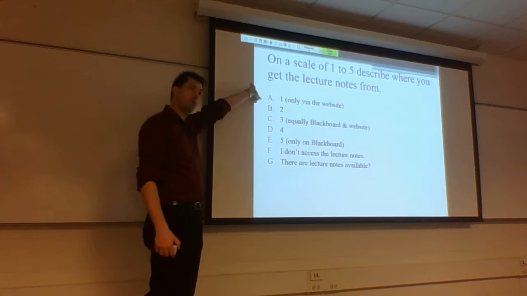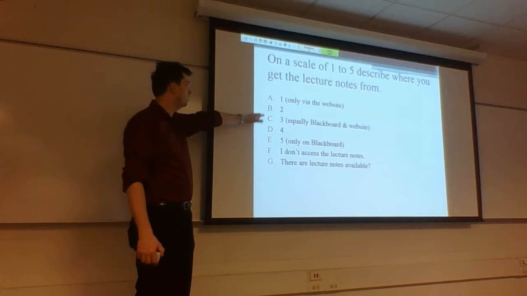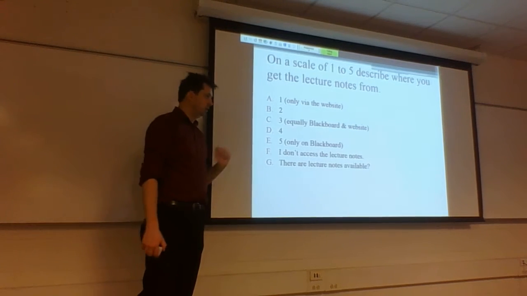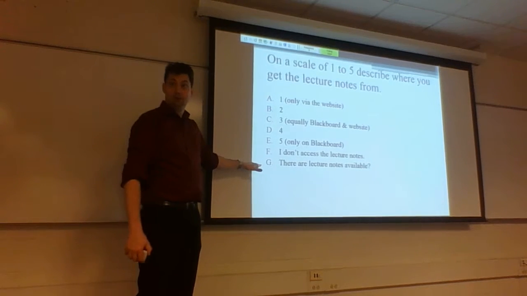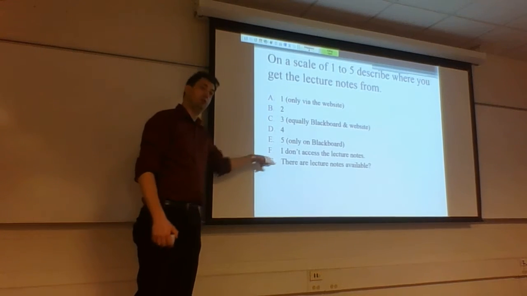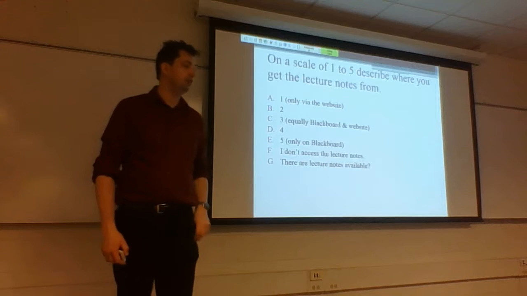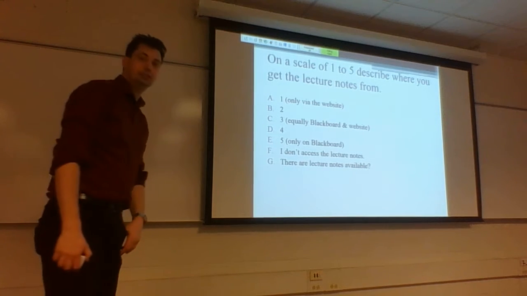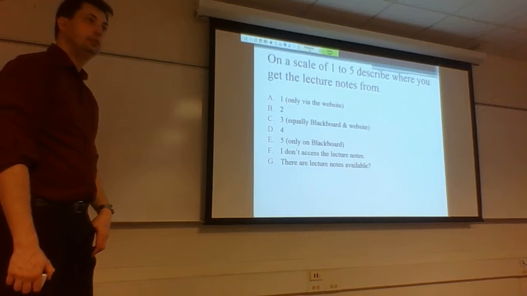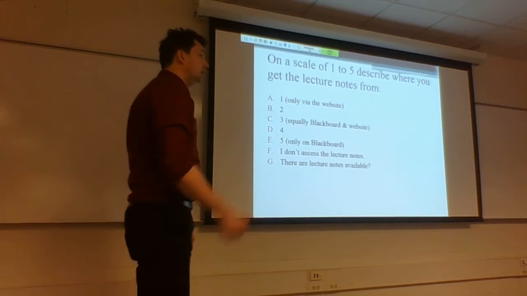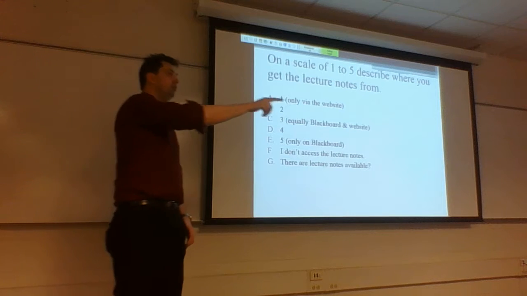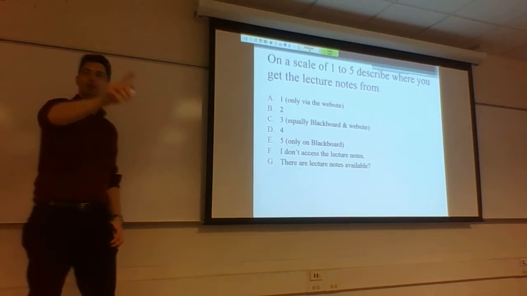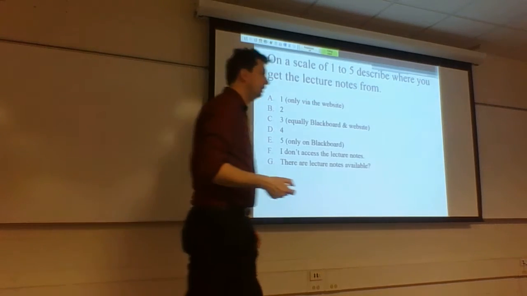Do you tend to get it from my website? Do you tend to get it from Blackboard? Do you do equally between the two? Do you not use them at all? Did you not know they were available? I'm always curious to see the people who choose the G right there. Where do you tend to land? Oh, I should check. We have 1, 2, 3, 4, 5, 6, 7, 8, 9, 10, 11, 12, 13, 14, 15, 16 today. Okay.